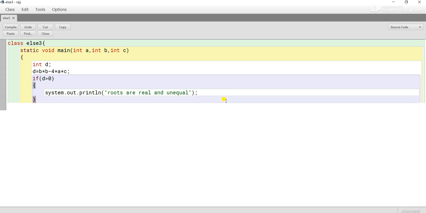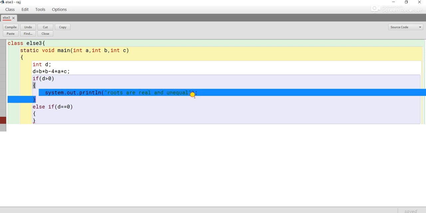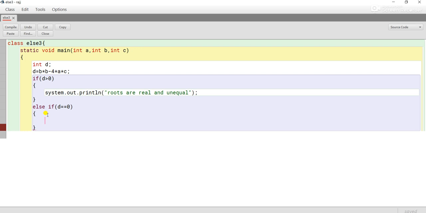Suppose the condition is d is equal to 0. When this calculation gives 0, then we move to the next condition, that is else if. So that is else if the condition is d is equal to 0. So the discriminant value is 0. Then what is the representation we need to do here? The same statement we are going to take, but instead of unequal we are going to take it as equal. So the same statement I am writing. The output is, but instead of unequal, the roots are equal.